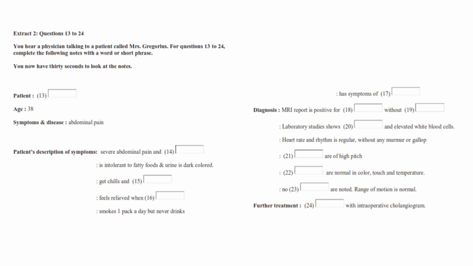Laboratory studies show that you have elevated bilirubin and elevated white blood cells. Your heart rate and rhythm is regular without any murmur or gallop. Bowel sounds are of a high pitch. Lower extremities are normal in color, touch, and temperature. No ischemic changes are noted. Range of motion is normal.